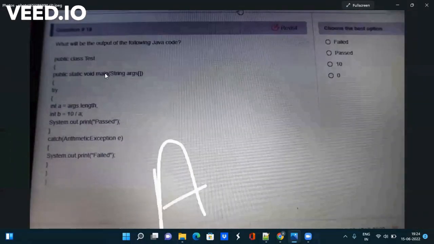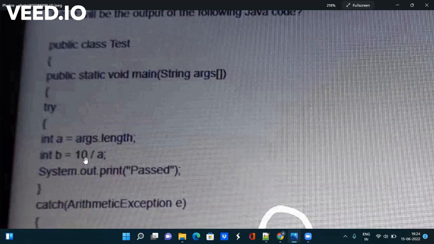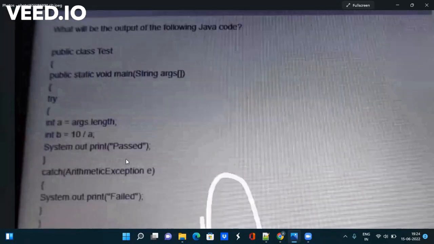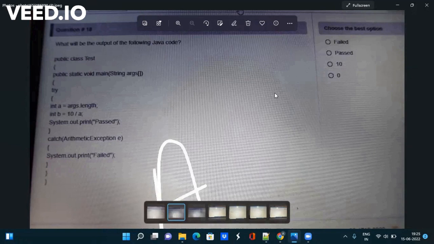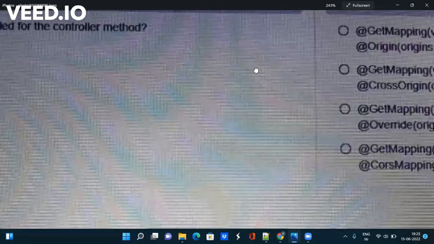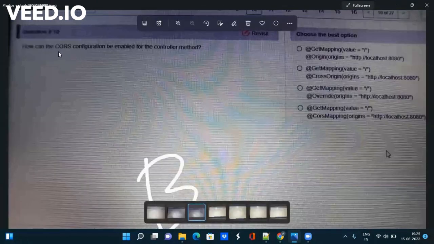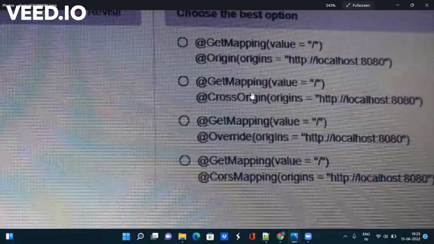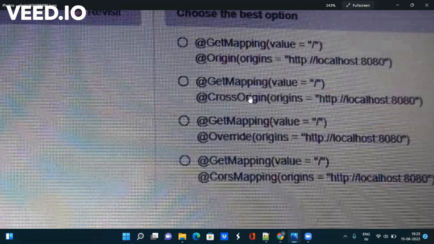If you look at the second question, they are taking args.length in A and then dividing B by A. If you are not passing anything in args, as you can see here, it will take 0 in A, and 10 by 0 is infinity. There were also some questions from Spring Boot, and those were easy too. Here they ask how CORS configuration can be enabled for a controller. Even if you do not know this, if you Google it, you can easily find that CrossOrigin is used for CORS configuration in Spring Boot.